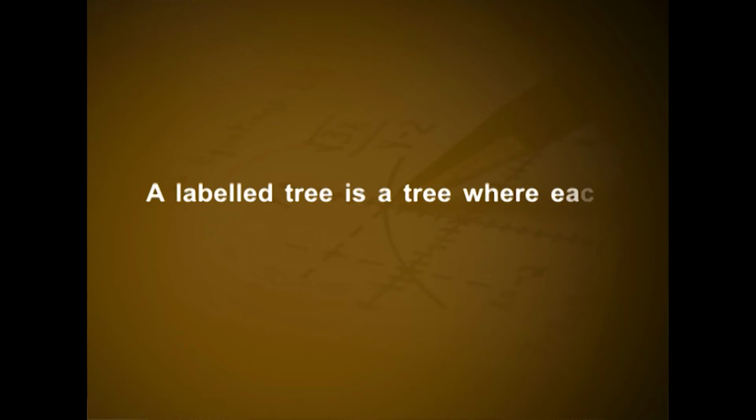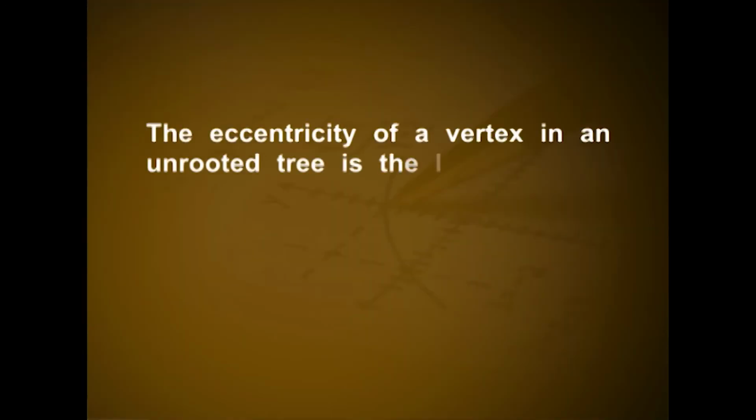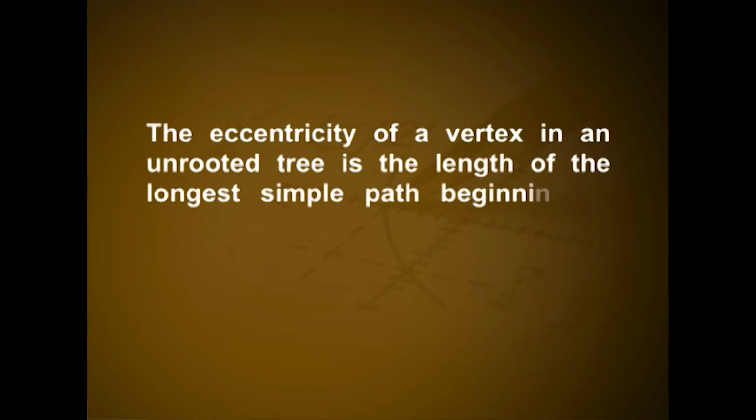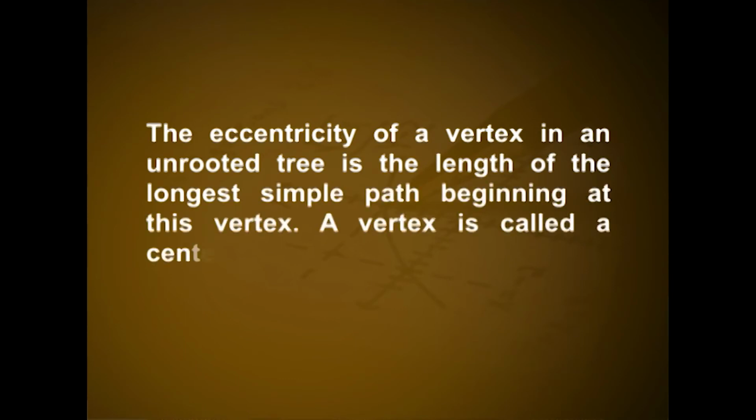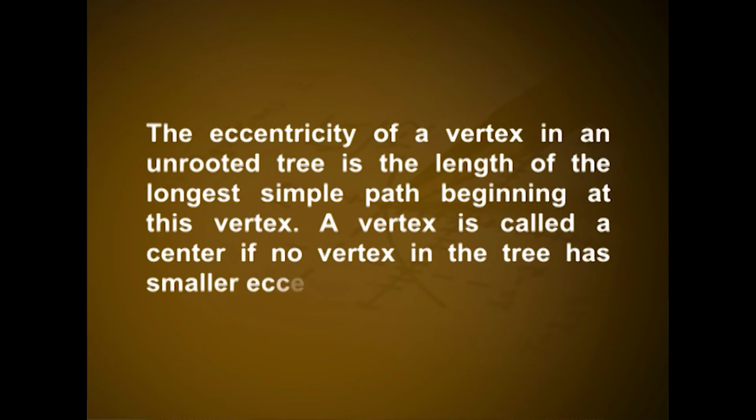Finally, before we conclude this session, we will see some more definitions. Definition 7. A labeled tree is a tree where each vertex is assigned a label. Two labeled trees are isomorphic when there is an isomorphism between them that preserves the labels of vertices. The eccentricity of a vertex in an unrooted tree is the length of the longest simple path beginning at this vertex. A vertex is called a center if no vertex in the tree has smaller eccentricity than this vertex.